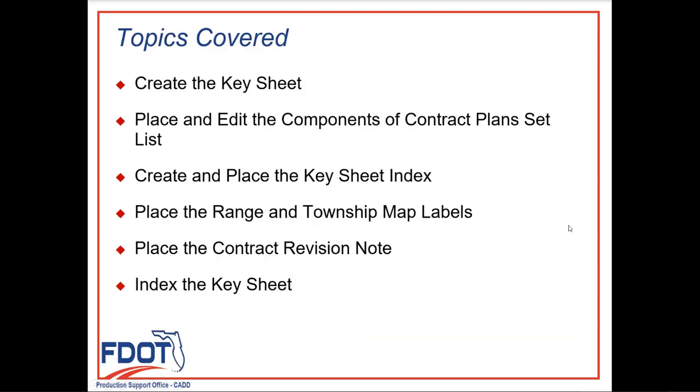Topics covered in this video is going to be, like I said, the key sheet. So what we're going to do is we'll create the key sheet. Then we're going to place and edit the components of a contract plan set, create and place the key sheet index, place the range and township map labels, also place the contract revision note. And this is an optional step. Not all projects will necessarily have this. And then finally, we will index the key sheet.